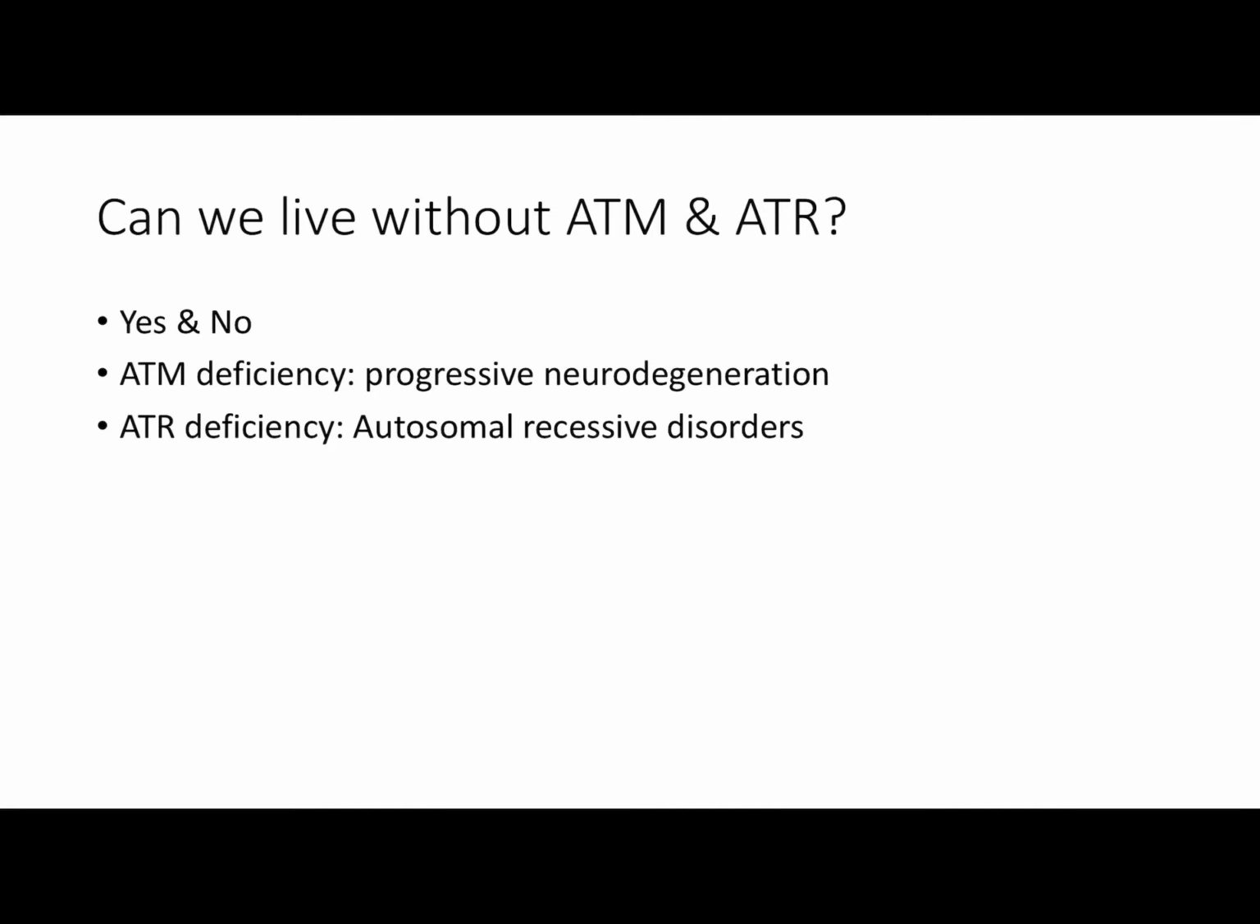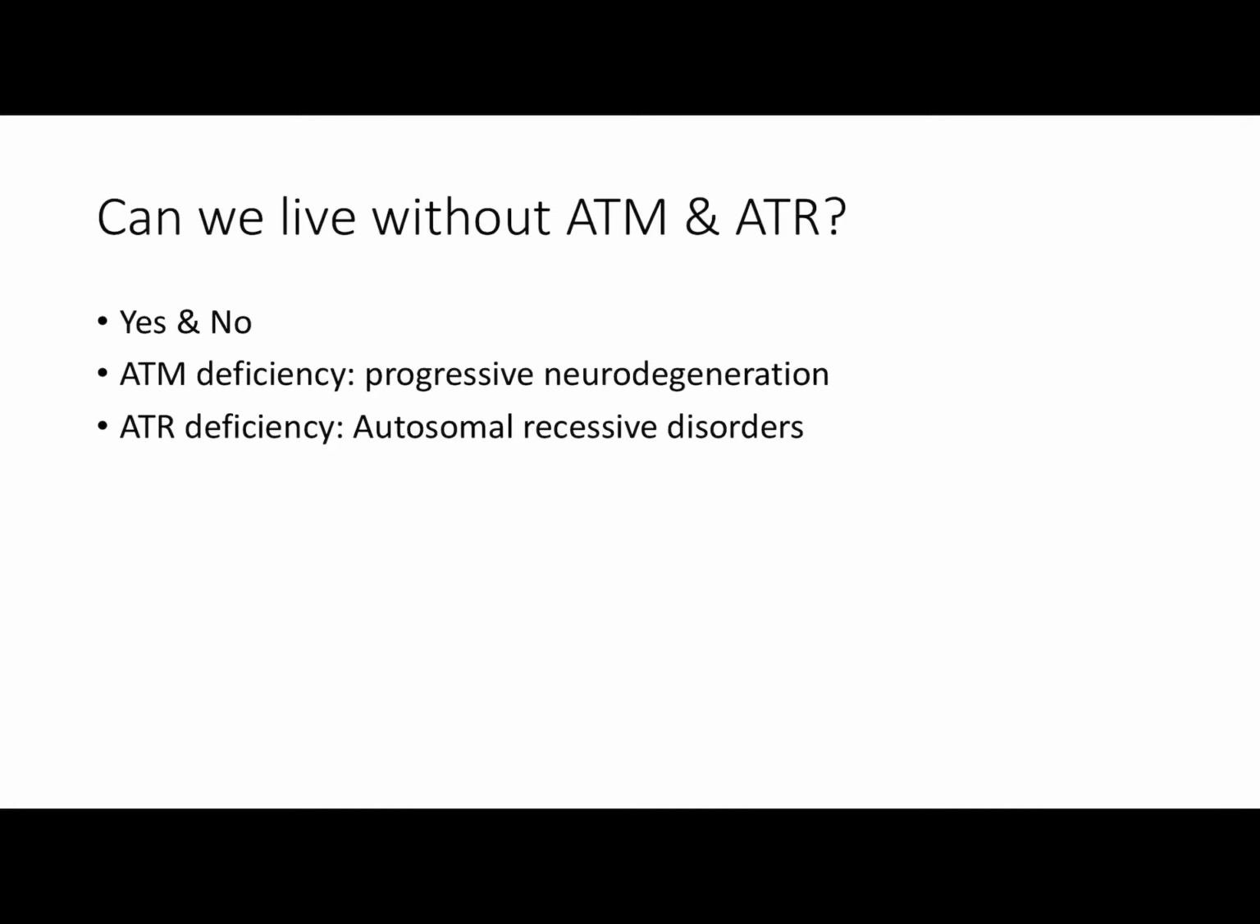And people who are heterozygous for ATM mutations have slightly increased incidence of cancers. So far, there have been no human diseases associated with the total loss of ATR. However, it has been shown that partial loss of ATR activity has recently been associated with the human autosomal recessive disorder, also known as Seckel syndrome.